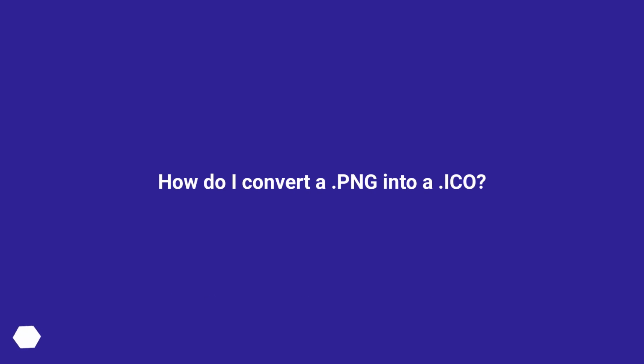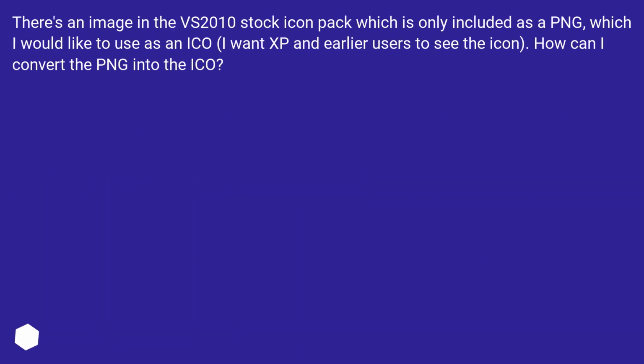How do I convert a PNG into an ICO? There's an image in the VS 2010 stock icon pack which is only included as a PNG, which I would like to use as an ICO. I want XP and earlier users to see the icon. How can I convert the PNG into the ICO?